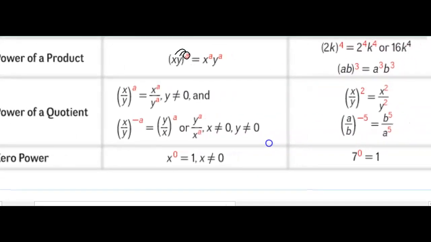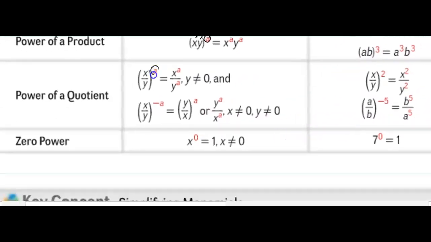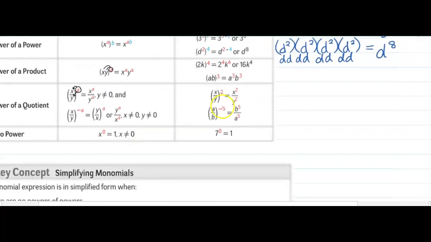The power of a quotient is very similar. We're just going to take that exponent and apply it to every single base, whether it's in the numerator or the denominator. So for instance, x over y squared, we take that 2, we give it to the x, and we give it to the y, and we end up with x squared over y squared.